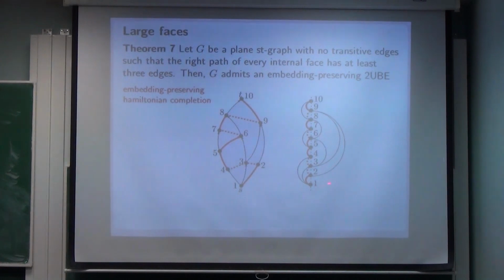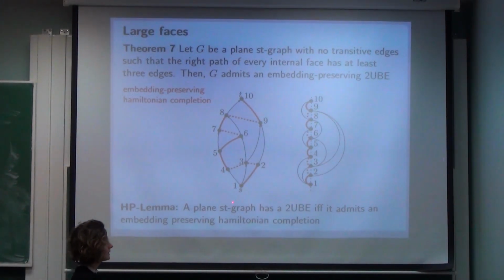Now I'm going back to the original planar embedding of my graph, and I'm inserting those edges. And what I see is that they apparently live inside the faces. So this is an indication of the following fact: a planar ST graph has a 2-page upward book embedding if and only if it admits an embedding preserving Hamiltonian completion.